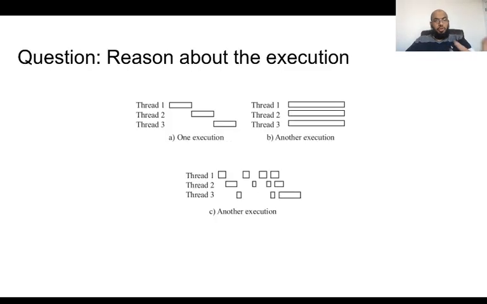Now, I want you to reason about the execution of these three executions. This is one execution that is possible in one system. If you look at A, what system do you think would run the threads in this way? If you look at B, what system do you think would run the threads in this way? And if you look at C, what system do you think would run the threads in this way?